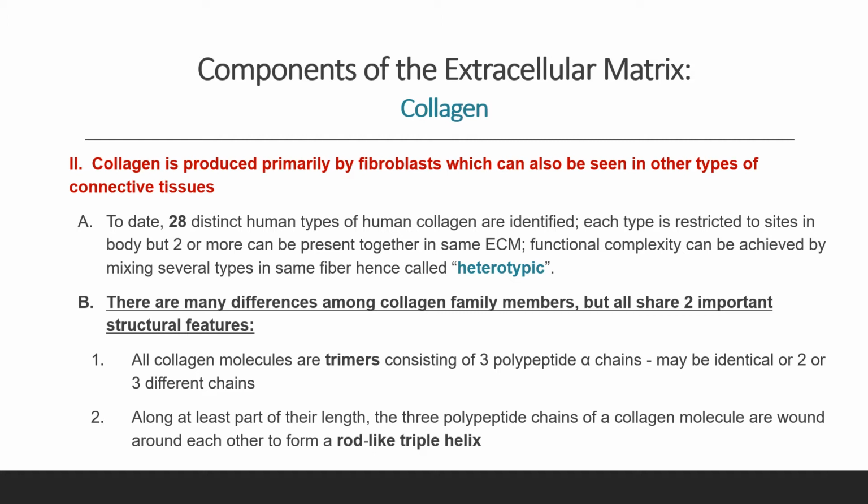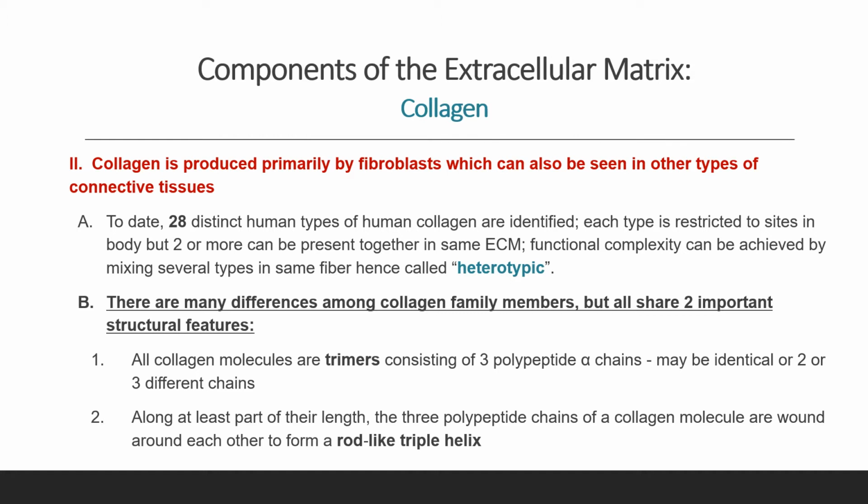Okay, so heterotypic fibers are fibers that do have two or more types of collagen mixed in together. Okay? So there are many differences among collagen family members, but they all share two important structural features. And that is, all collagen molecules are trimers consisting of three polypeptide alpha chains. So these trimers can be identical or may have two or three different types of chains.